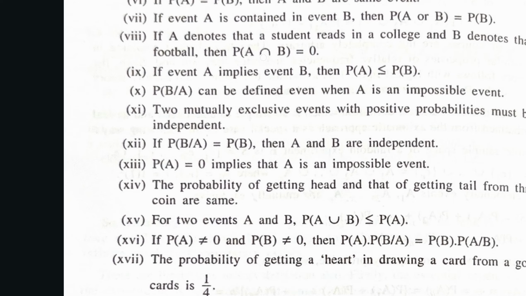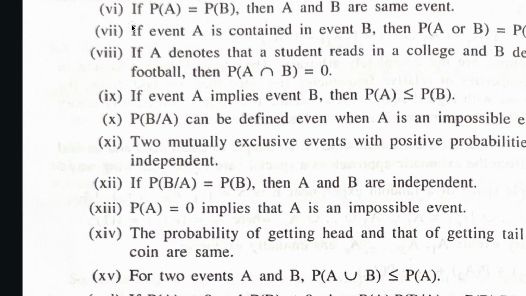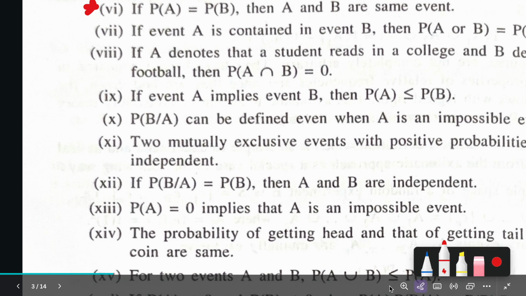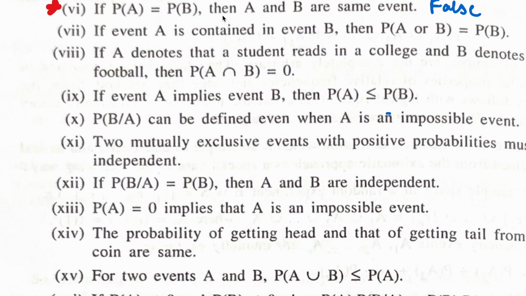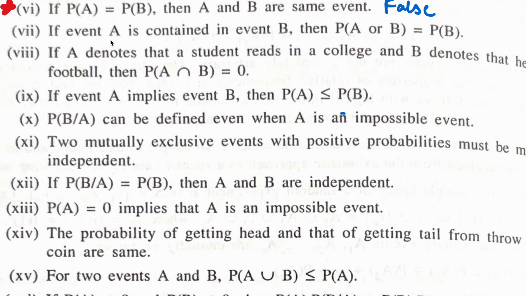Okay, now the sixth part here is: if probability of A is equal to probability of B, then A and B are the same event. This should be false. I'll say false, because it's not given. It could be that they have similar probability and yet they are different events.